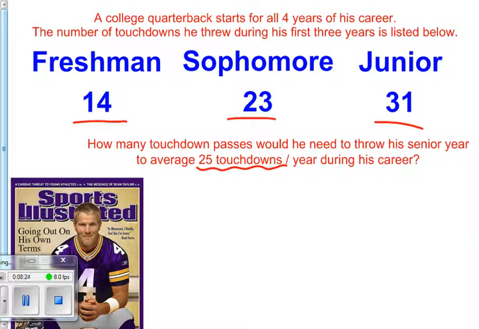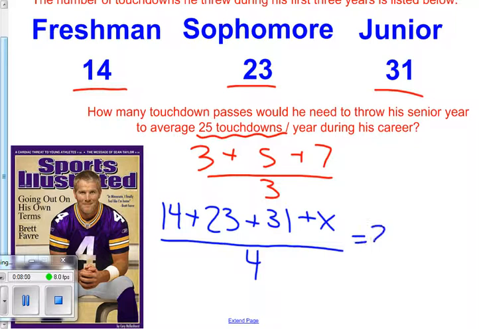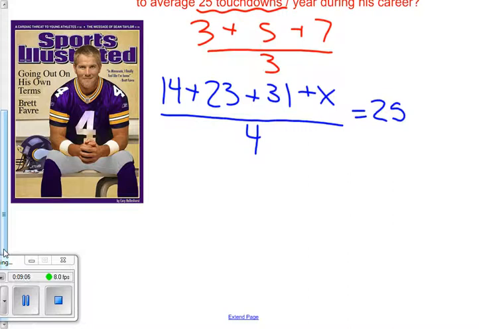So averages, let's say we have 3 numbers. Let's say we have 3, 5, and 7. How do we find the average of those? You add them up and then divide them by 3. So if we want to find how many he would have to throw his senior year to average 25, what would we do? We don't have a senior year, so would we just say plus X, or any variable, divided by 4 equals 25. So first we can multiply both sides by 4.